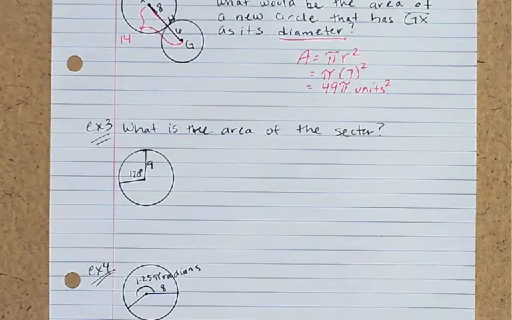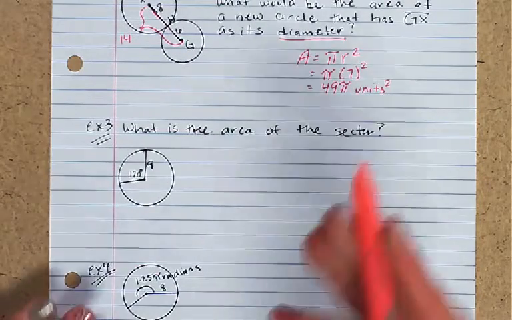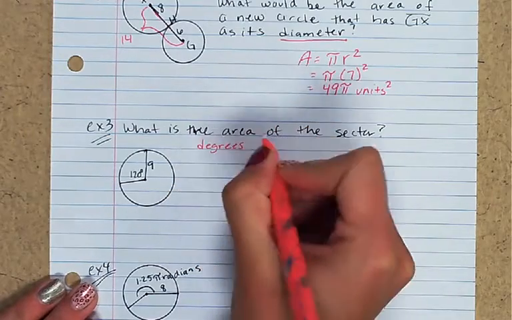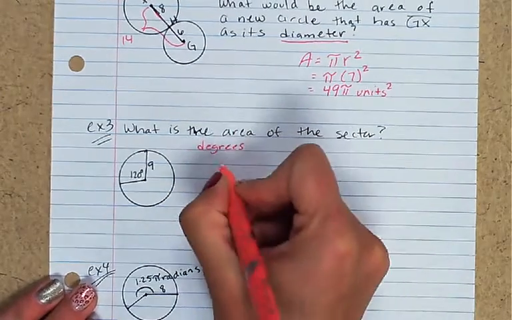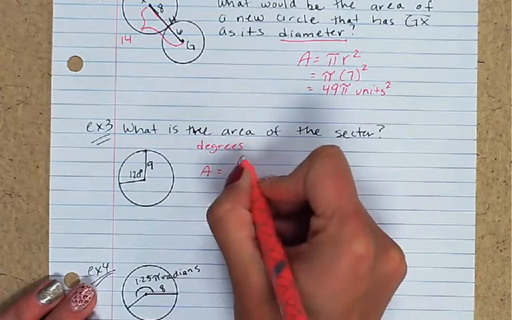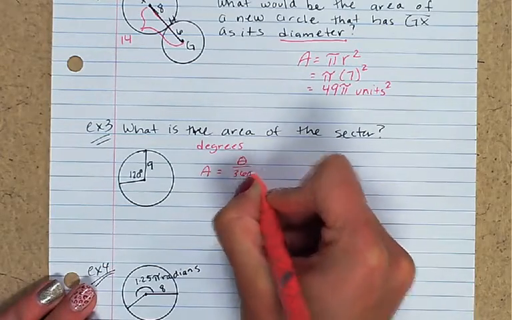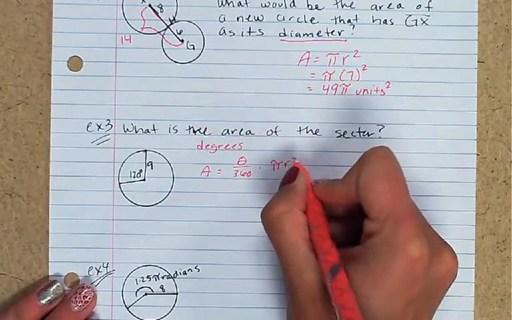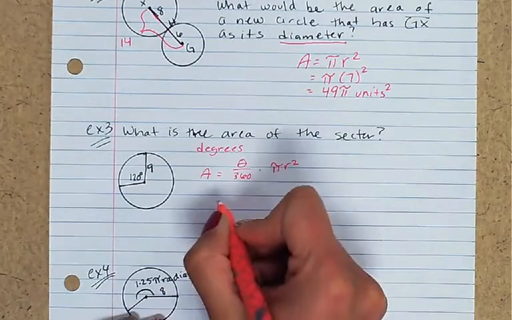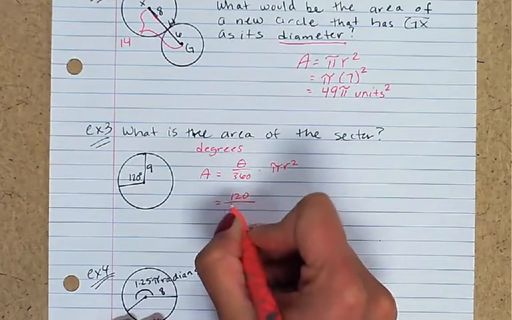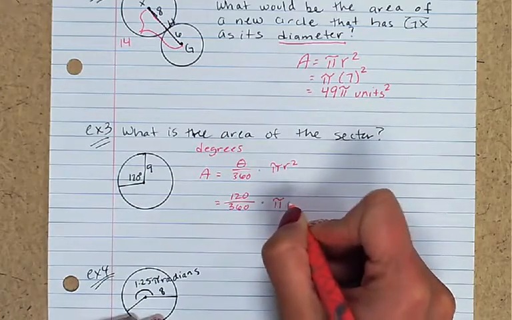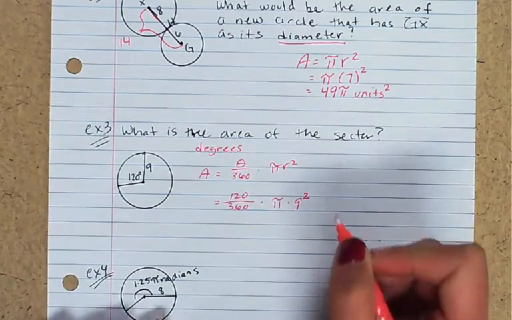For example 3, it says, what is the area of the sector? Okay, so when they ask for the area of the sector and you're using degrees, you do the degree measure divided by 360 times pi r squared, because we just want that section of the whole circle. So I would say 120 divided by 360 times pi times 9 squared.